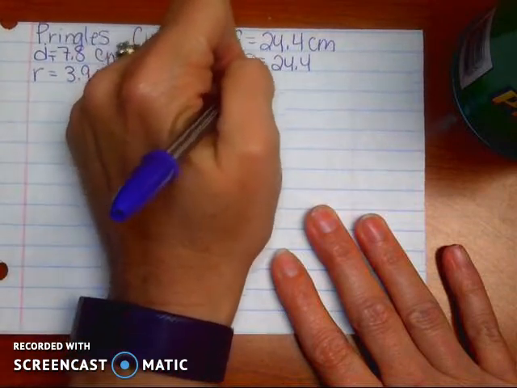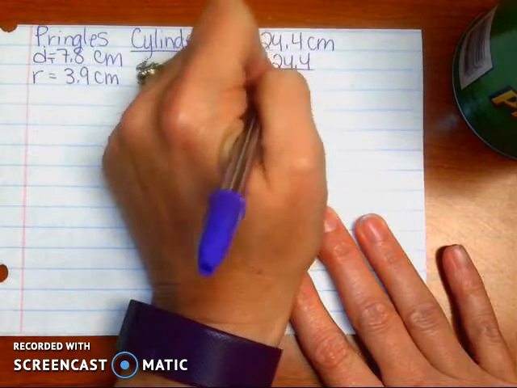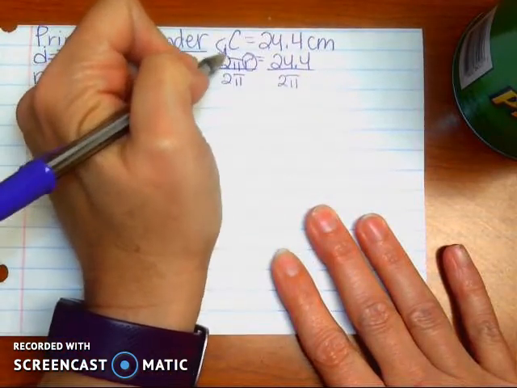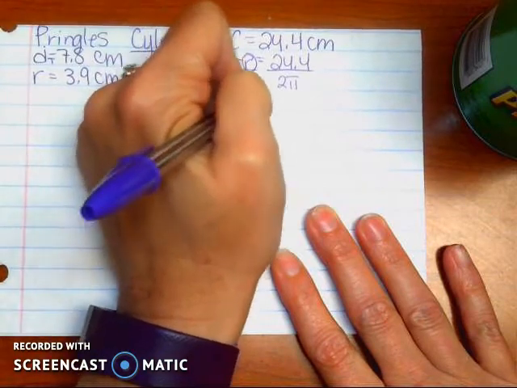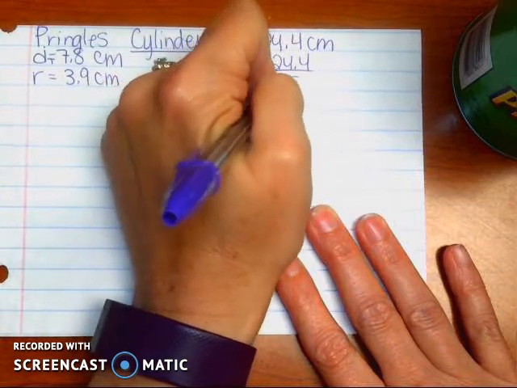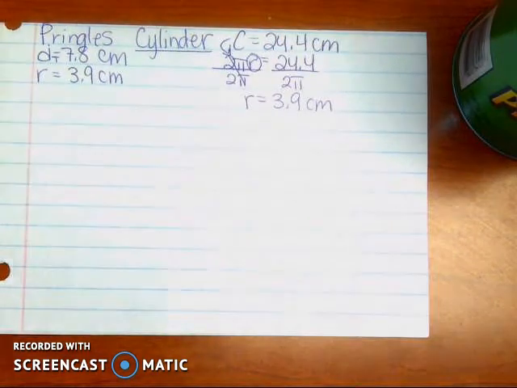So if I want to find the radius, that means I have to get rid of the 2 pi, and since they're multiplied, the opposite is to divide. So 2 pi divided by 2 pi equals 1, and I'm left with my radius. And 24.4 divided by 2 pi also gives me 3.9 centimeters. So my radius is 3.9.